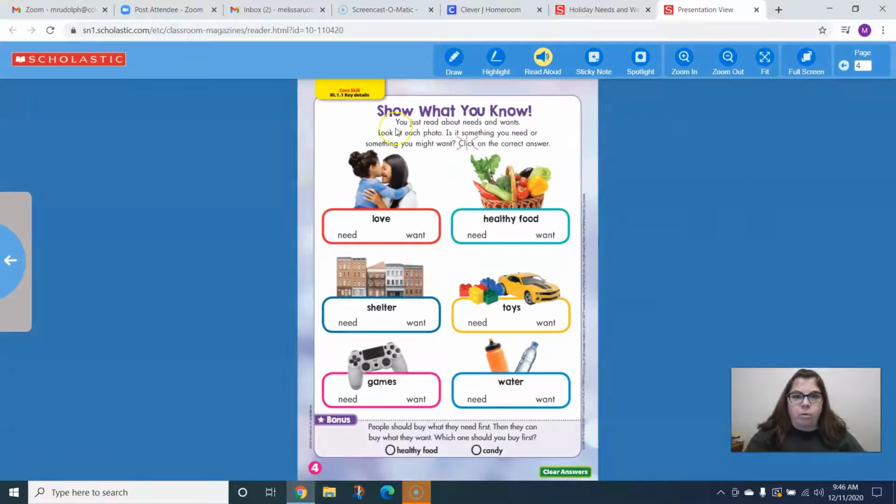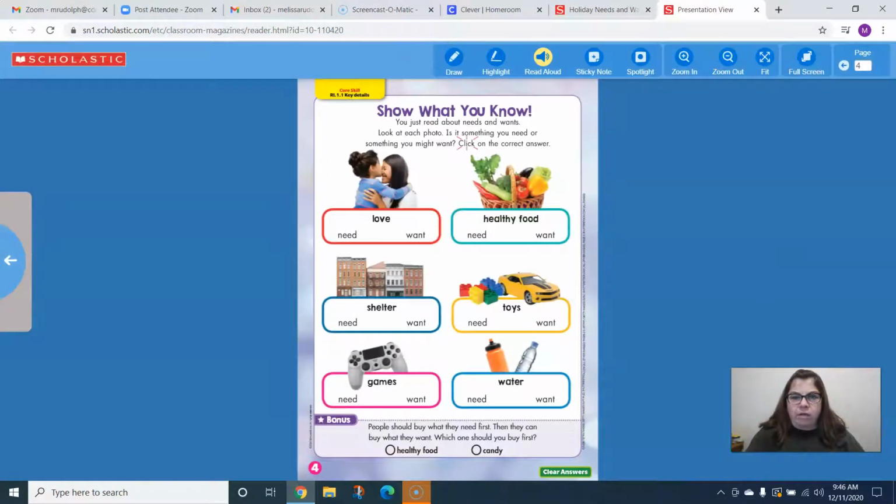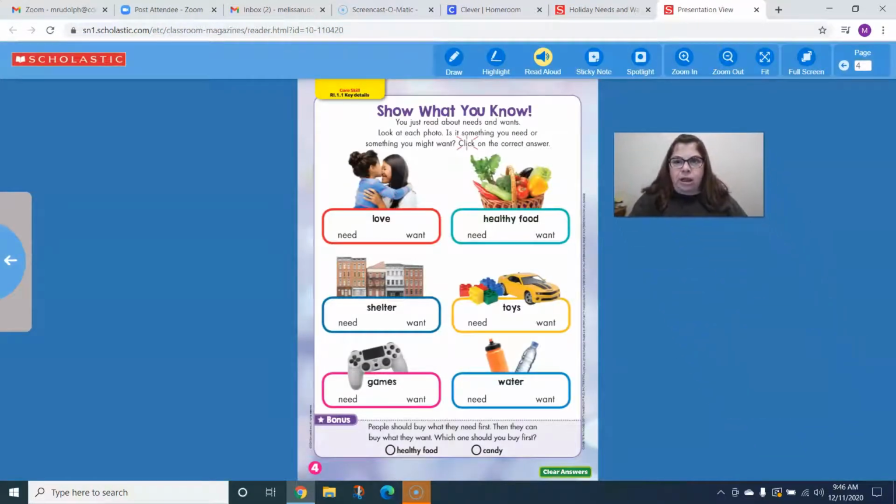Show what you know. So what we're going to do is you just read about the needs and wants. So now, friends, we're going to answer these questions, okay? Look at each photo. Is it something you need or something you might want? Circle the correct answer. Now, friends, my tool is not working, so I just want you to shout out when you know. I'm going to say the word, and you need to say need or want, okay?